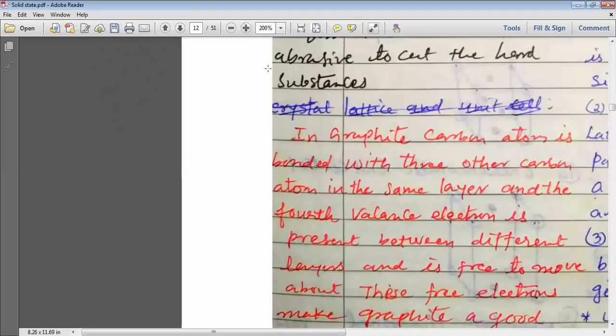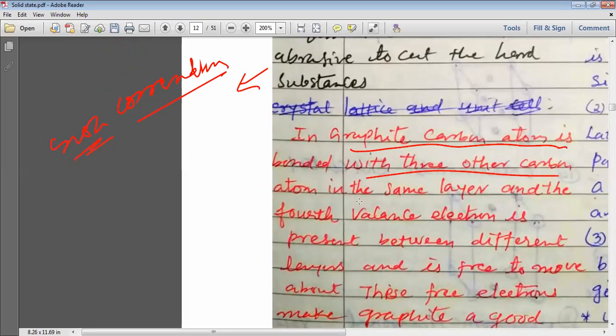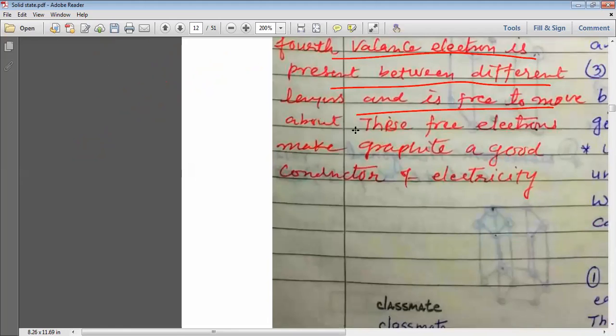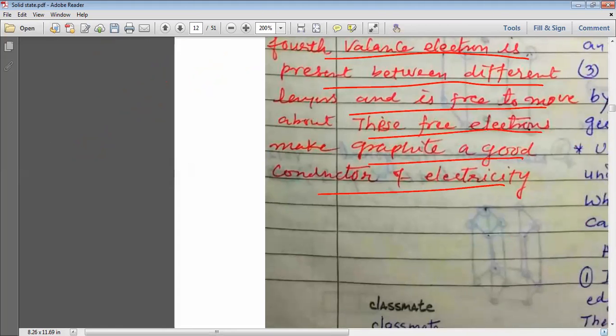One more example I would like to give you, my dear students, is corundum, which is silica, SiO2. It is also a giant network solid, and that is also used for cutting other substances. In graphite, a carbon atom is bonded with three other carbon atoms in the same layer, and the fourth valence electron is present between the different layers and is free to move about. These free electrons make graphite a good conductor of electricity, my dear students.